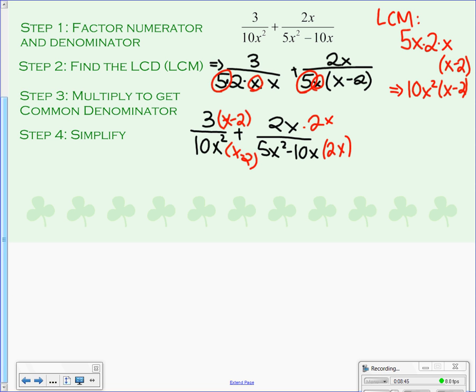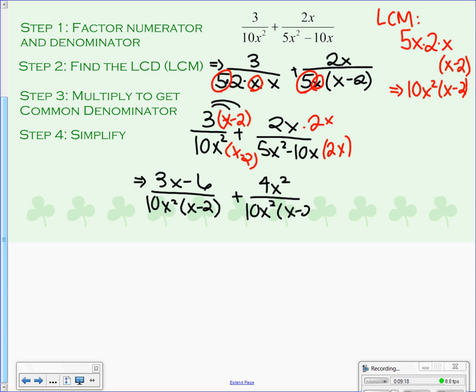Okay? So up top, let's actually distribute the 3 too. So we'll do 3 times x is 3x, plus 3 times negative 2 is negative 6. And then we definitely need our common denominator down here, 10x squared times x minus 2. On the other side, I'm going to actually multiply 2x times 2x, 4x squared. And I know that I should have my common denominator now, 10x squared times x minus 2.